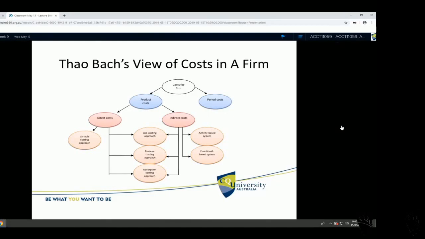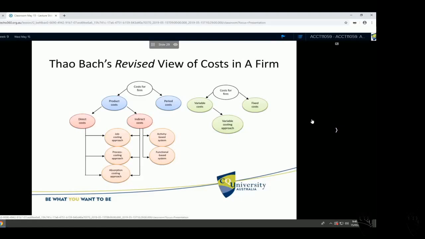Now, this is Thao Bach's view of the costs in a firm. This is how she thought about it when she studied this back in 2007, 2008, actually. But she got it a bit wrong. All the costs of a firm are product or period costs, but there are also fixed and variable costs, and she left them out. So the costs of the firm can be looked at as product or period, but those very same costs can also be looked at as variable or fixed.